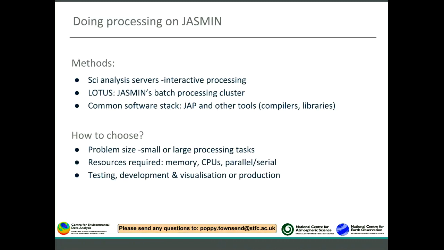So introduction, there are many methods available on JASMIN, and the methods that we use are the scientific analysis servers that allow you to do what is called interactive processing, and LOTUS, which is the JASMIN batch processing cluster. And on top of these two processing capabilities, we provide a common software stack like the JASMIN analysis platform and other tools, among them compilers and libraries that are available via the module environment.